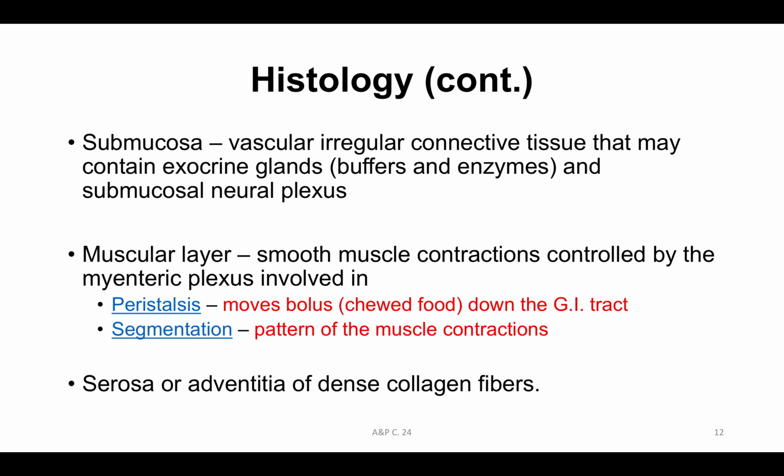So they're all going to be composed of smooth muscle, but there's two different types of contractions that smooth muscle can go through. There's peristalsis, which moves your bolus or your chewed food down your digestive tract. Peristalsis is going to use wave-like contractions to move that food down. Then there's segmentation, which is a different pattern of muscular contractions. It's more like a mixing motion.